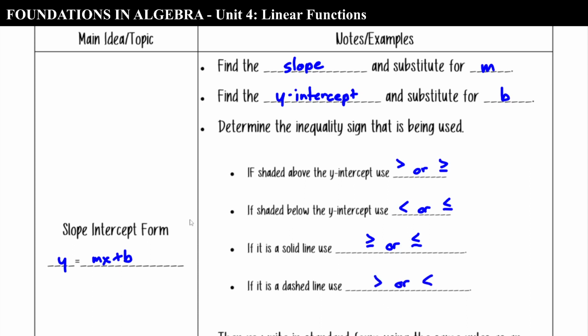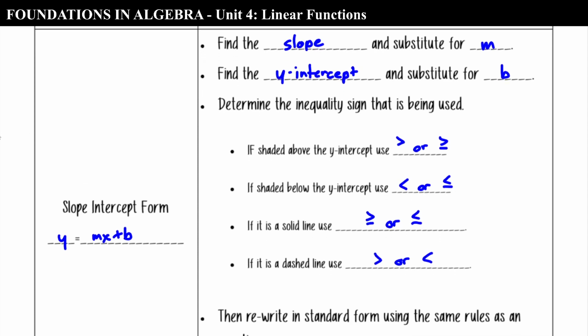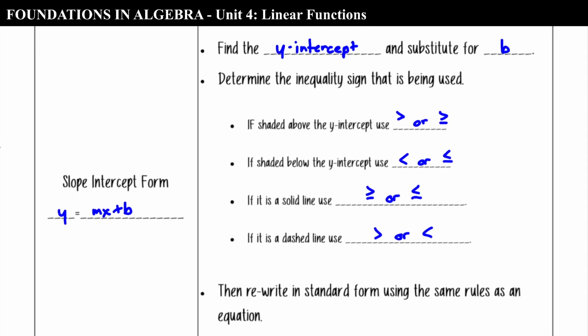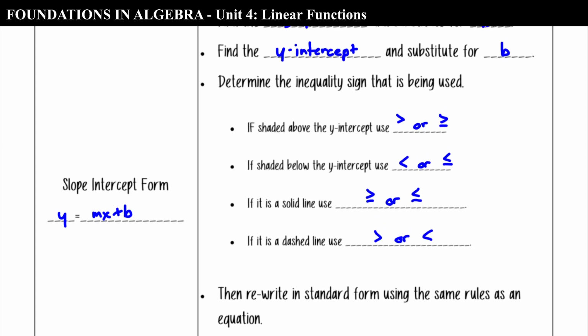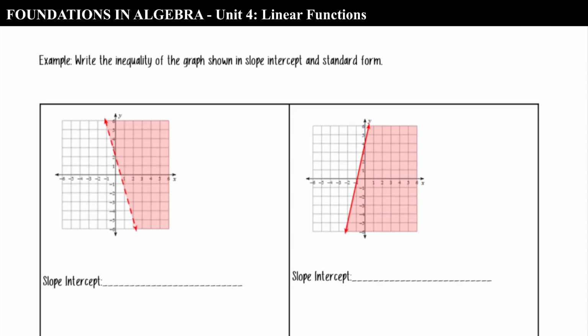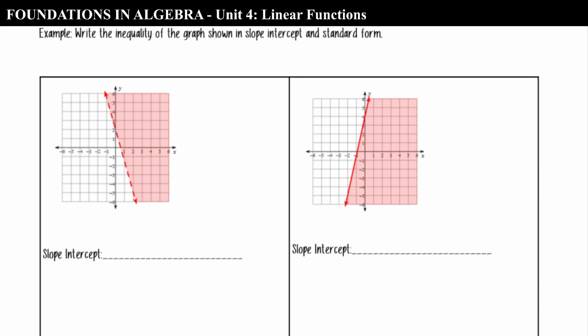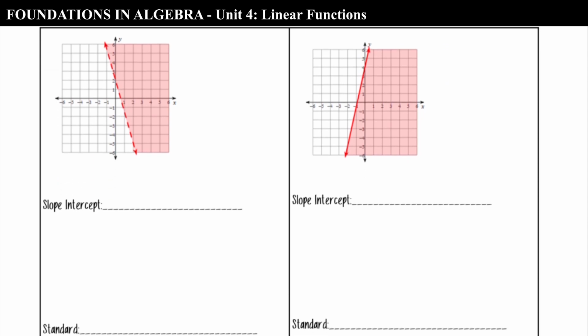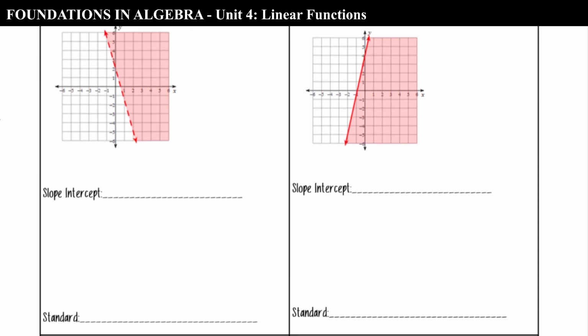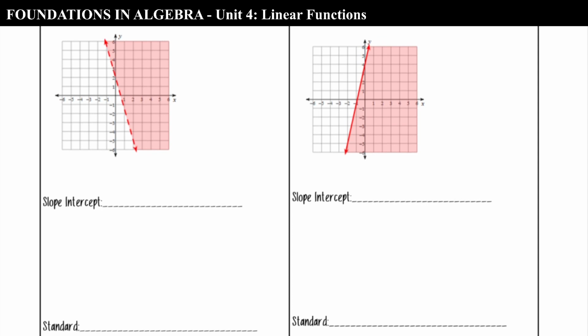Okay? And then once you have it, you're going to rewrite in standard form using the same rules as an equation. Remembering, if you divide or multiply by a negative number, you have to flip the sign. So don't forget that. So let's take a look at just a few examples. We're going to write the inequality of the graph shown in slope-intercept form, and then we'll write it in standard form as well. So let's look at this first one.